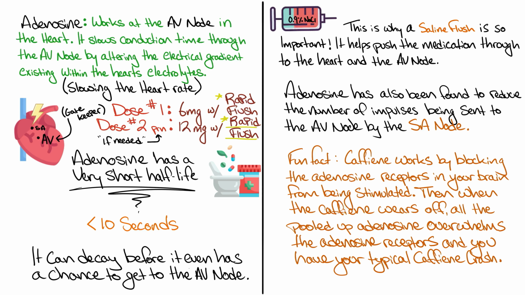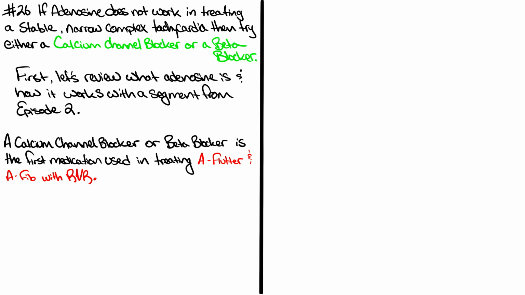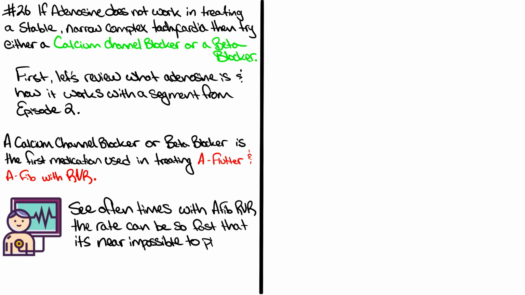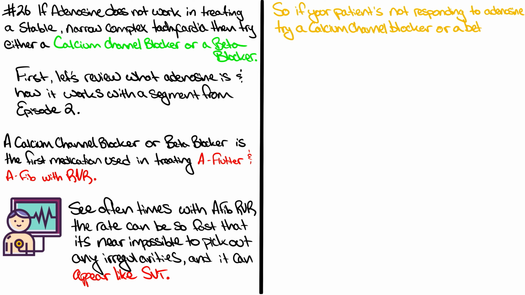A calcium channel blocker or a beta blocker is the first medication used in treating atrial flutter and atrial fibrillation with rapid ventricular response. See, oftentimes with AFib with RVR, the rate can be so fast that it's near impossible to pick out any irregularities and it can appear as SVT. So if your patient is not responding to adenosine, try a calcium channel blocker or a beta blocker. It could be AFib with RVR.